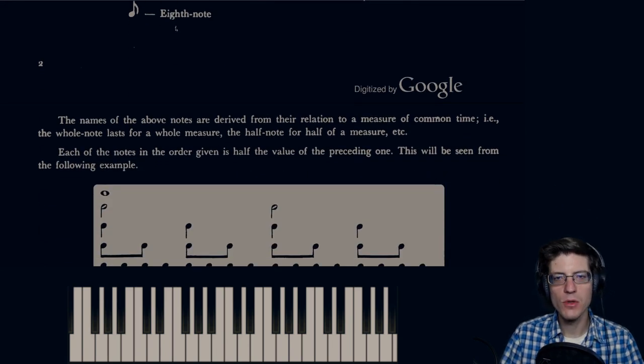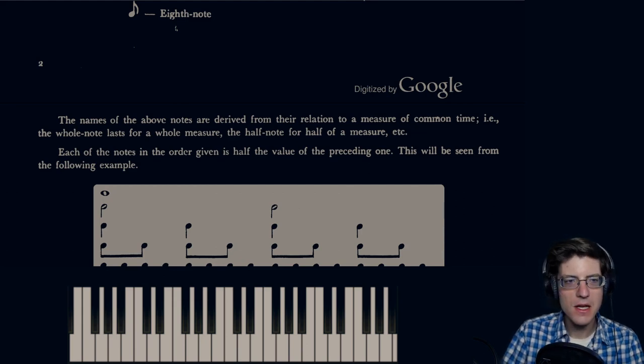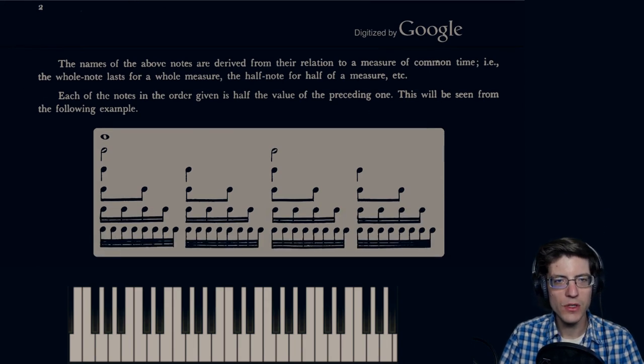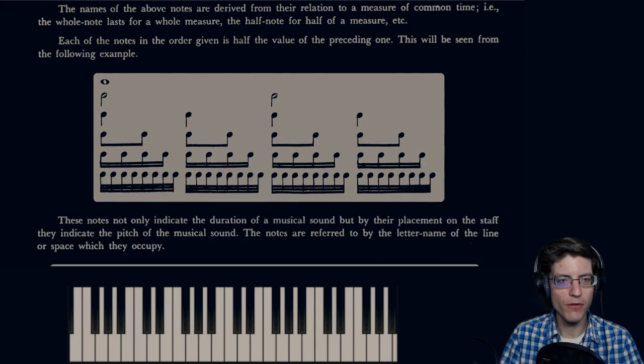The names of the above notes are derived from their relation to a measure of common time. The whole note lasts for a whole measure, the half note for half a measure, etc. Each of the notes in the order given is half the value of the preceding one. This will be seen from the following example.